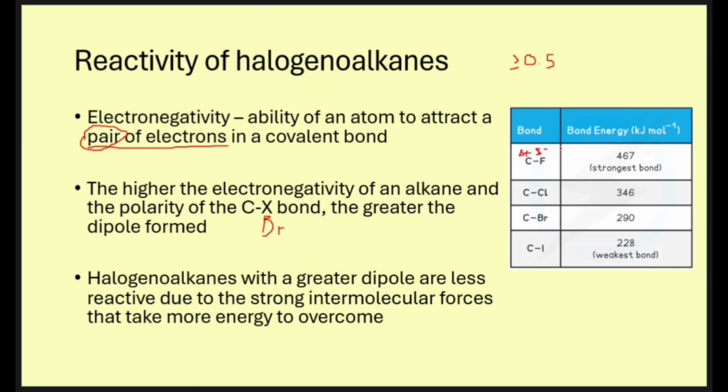So as the polarity of the bond decreases and its electronegativity decreases, we have a weaker bond enthalpy or bond energy, which means they get easier and easier to break the weaker the bond is, so it takes less thermal energy to break. Halogenoalkanes with a greater dipole are less reactive due to the strong intermolecular forces that take more energy to overcome, which I essentially just outlined. The reason reactivity is increasing is that we need less energy to overcome the decreased polarity.